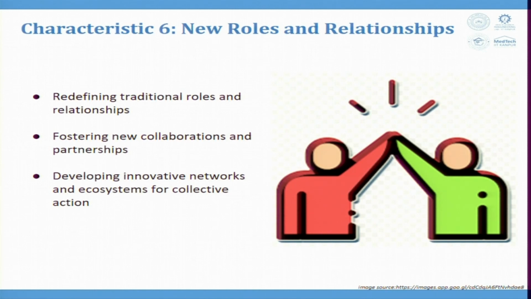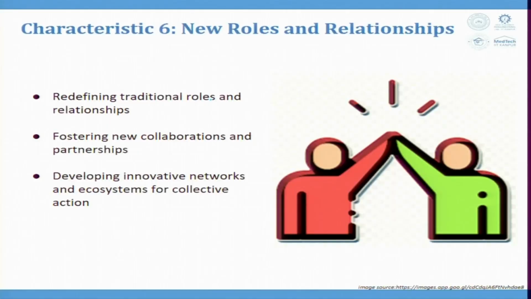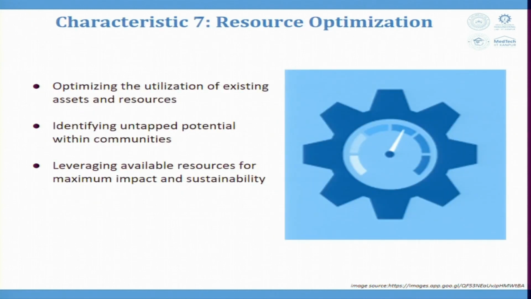Then new roles and responsibilities. As and when novel products get developed, roles and responsibilities also have to be redefined. So, redefining traditional roles and responsibilities or relationships. Initially, whatever the boss said used to be right, but today we are all talking about participatory governance. So, redefining traditional roles and relationships, fostering new collaboration and partnerships, developing innovative networks and ecosystems for collective action. So, this is the sixth characteristic, new roles and relationships.